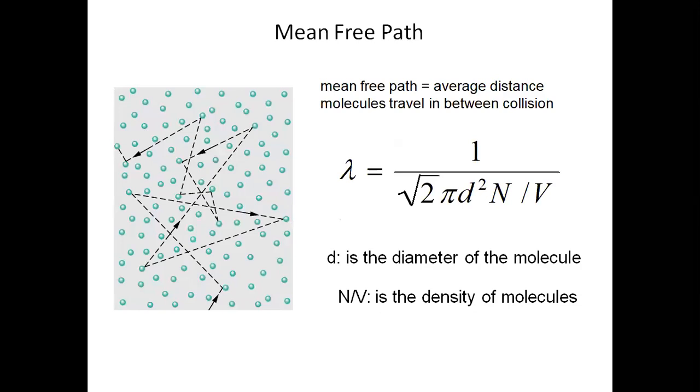Then the mean free path is the average distance a molecule travels between collisions, and is given by this relation: lambda equals 1 over the square root of 2 times pi d squared times n over volume, where d is the diameter of the molecule, and n over V is the density of molecules.